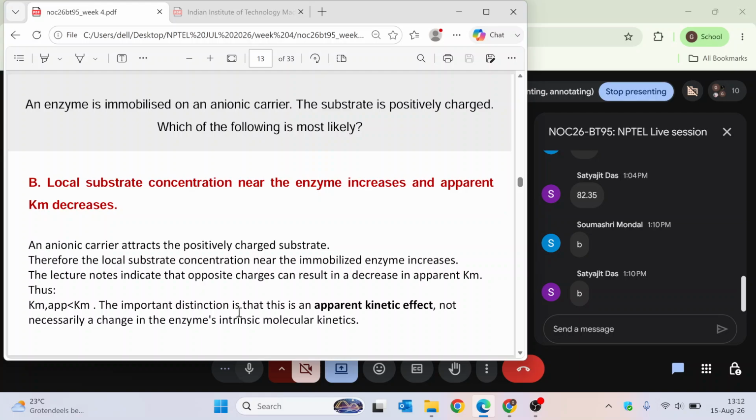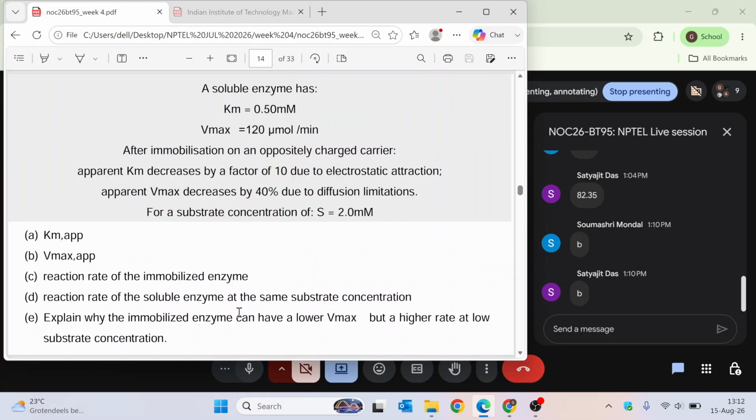And when this was discussed, you can also see that the opposite charges can result in decrease in apparent gain. Okay. So the next problem is a soluble enzyme has Km equal to 0.5 millimolar and Vmax is 120 micromole per minute. After immobilization on an oppositely charged carrier, an apparent Km decreases by a factor of 10 due to electrostatic attraction and apparent Vmax decreases by 40% due to diffusion limitation.